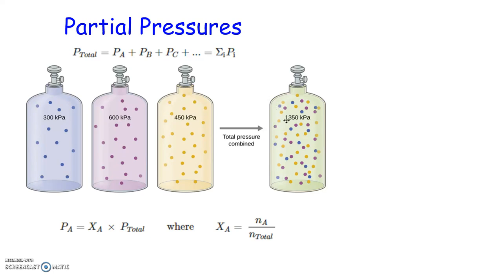However, if I have a mixture of gases, often I want to know what portion of the pressure is being created by one specific gas. In order to do that, I need to know what's called the mole fraction that gas makes up. So the mole fraction is represented by a capital letter X, and it's equal to nA, the number of moles of substance A, divided by the total number of moles of gas particles altogether. So if I take that mole fraction and multiply it by the total pressure, I get the partial pressure that's being exerted by gas A.